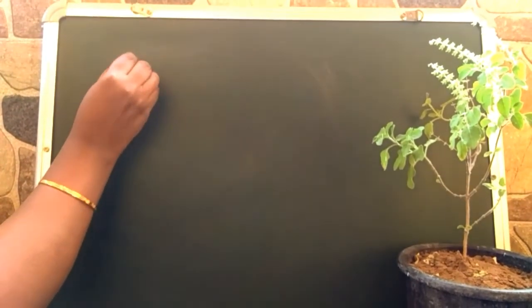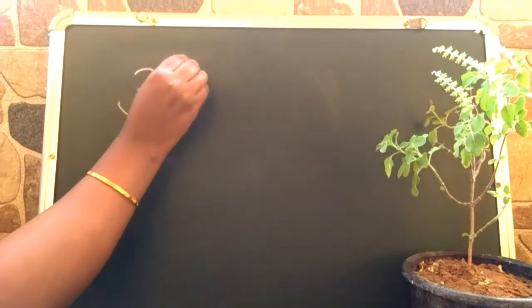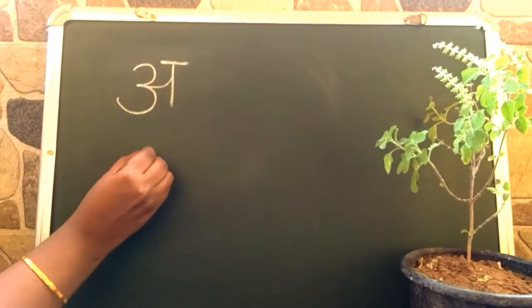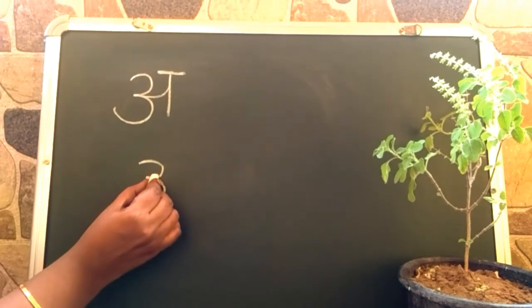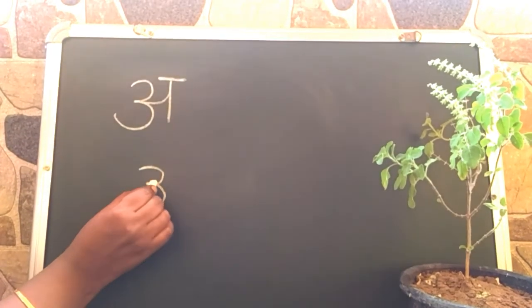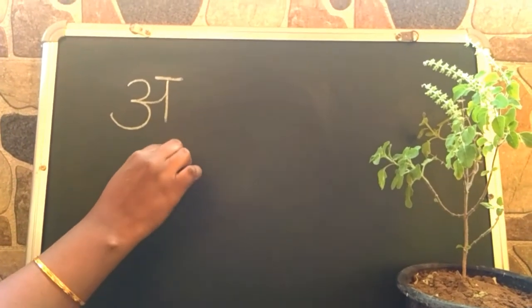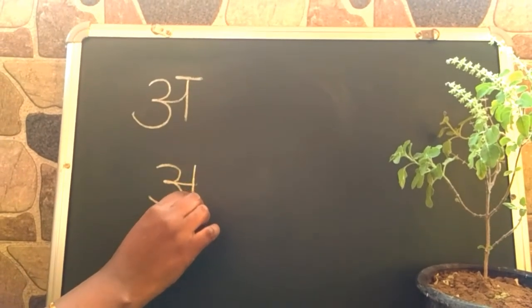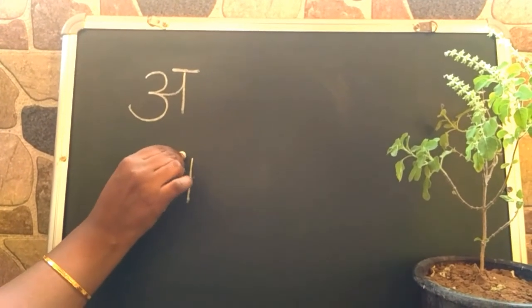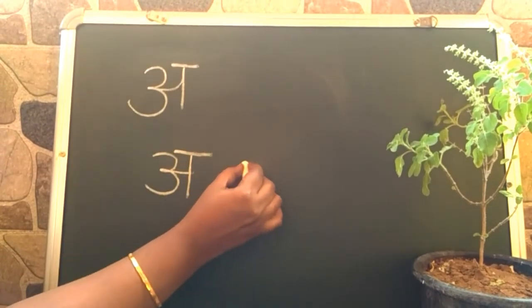Now I will teach you how to write A. First, we have to write number 3. Then, draw a slipping line from the middle, like this. Connected to that, a standing line to touch the slipping line. Finally, draw a slipping line on the top. This is letter A.